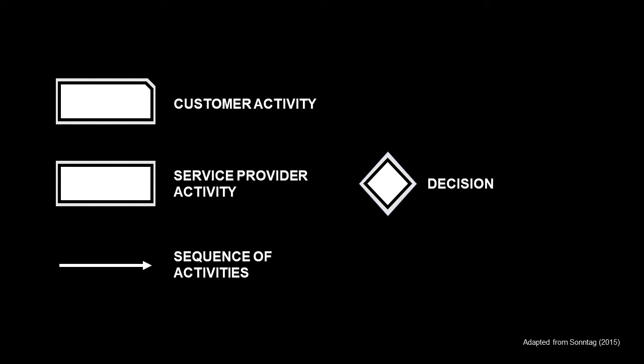Whether you are visualizing an existing service or developing a new one, you can always use the same symbols. The square with beveled edge symbolizes the customer activities. We use a simple square for activities of the provider. A diamond visualizes a decision situation after which a set of different activities can follow. Arrows visualize the order in which the activities take place. With the letter F, you can visualize error sources if you have already recognized them.